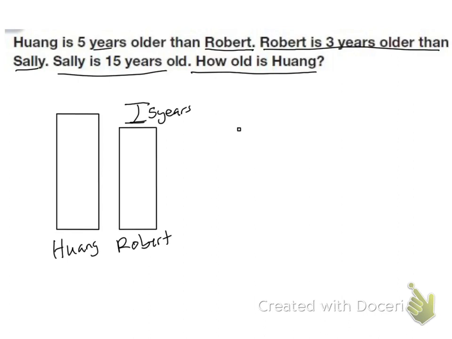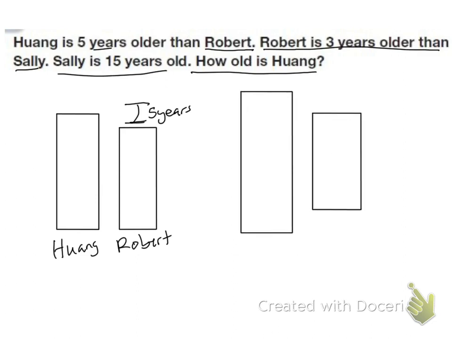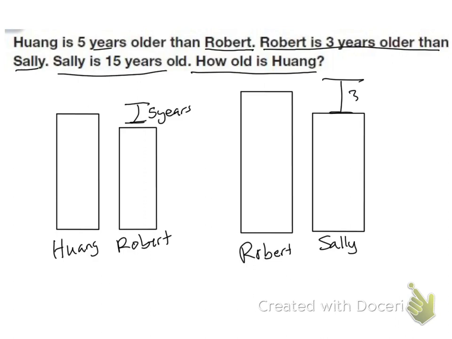Okay, my second drawing would be Robert and Sally. Because Robert is older than Sally by 3 years. And I know that Sally is 15 years old. Okay. So I need to figure out, okay, so Robert is 3 years older.